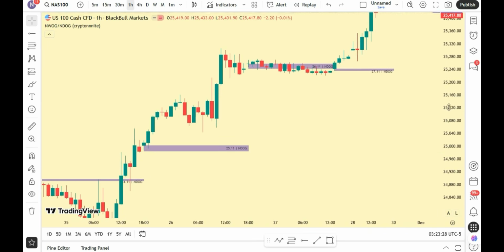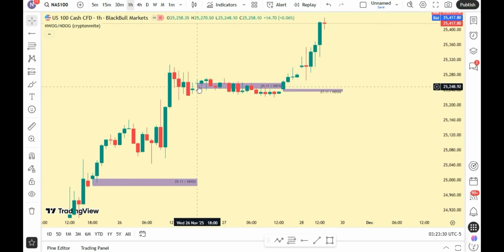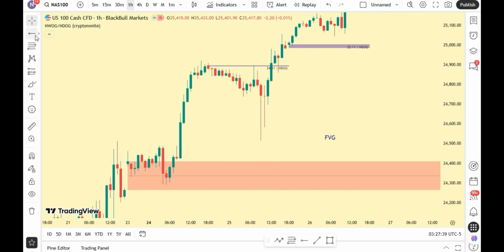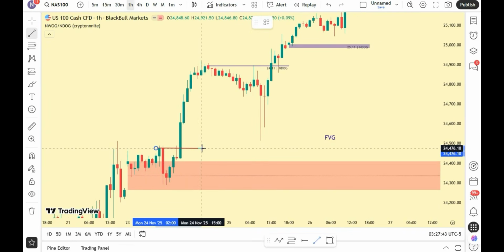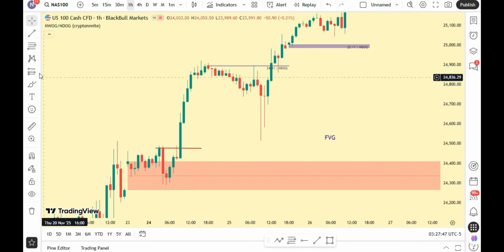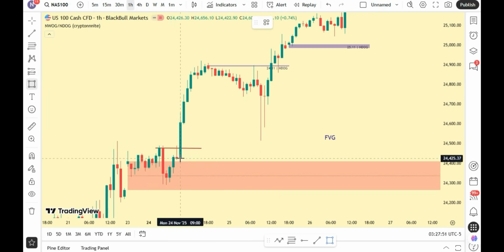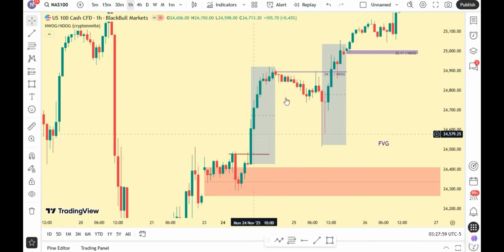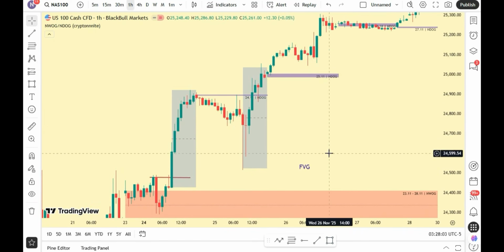This is why I told you that you can even use these levels to determine your bias. For example, when price gives a strong close above a new day opening gap on the 1 hour or 30-minute chart, then you can shift your bias to bullish and trade this entire leg from here to here. This is honestly one of the easiest ways to build bias using new day opening gaps.